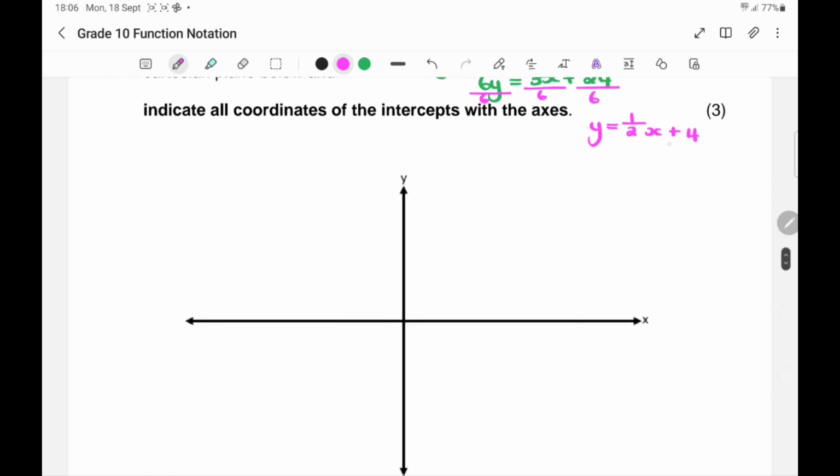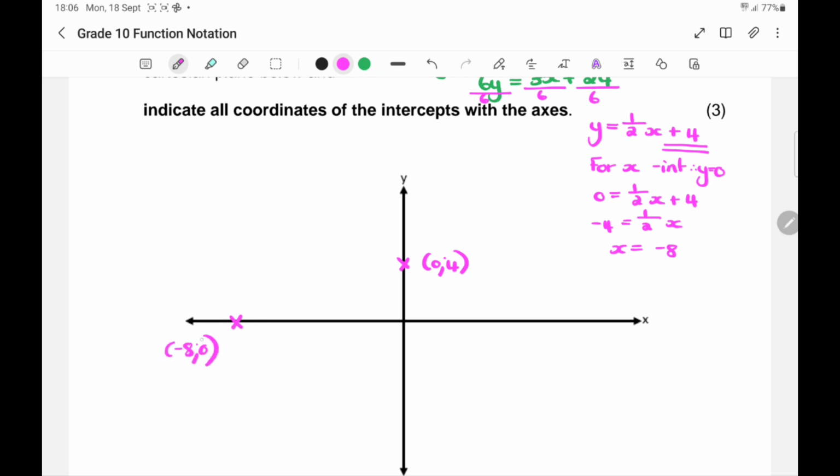Okay, so what we do know is that it's going to cut through over there at 4, and because I've got no grid lines, you have to indicate your coordinates, which would be there. And then, so we've got the y-intercept. So now for the x-intercept, we're going to make y 0. Half x, divide with a half, and you'll get x is negative 8. So somewhere over here.